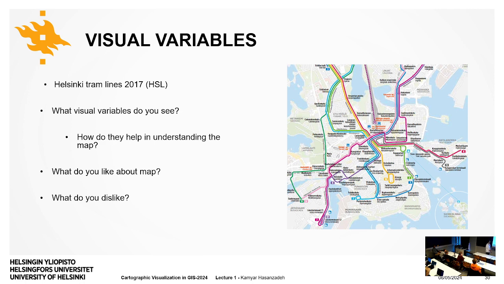So this is a map of Helsinki tram lines from 2017. Let's just spend a couple of minutes on this. What visual variables do we see here? I'm going to start. We have different colors here. The color here is showing different tram lines. What else do you see here?